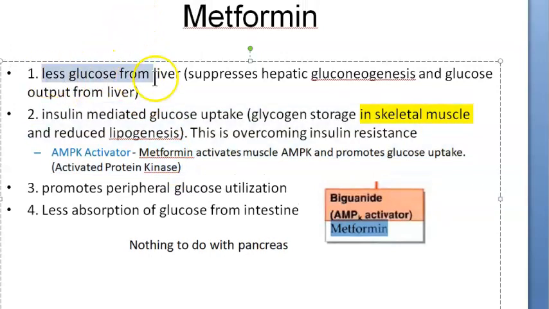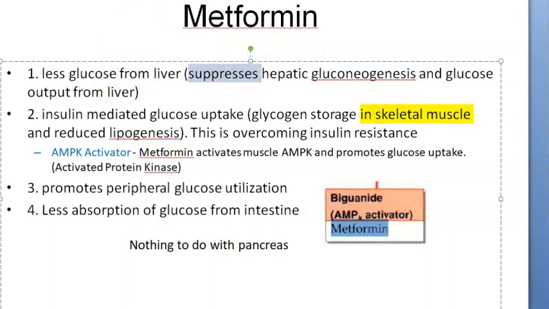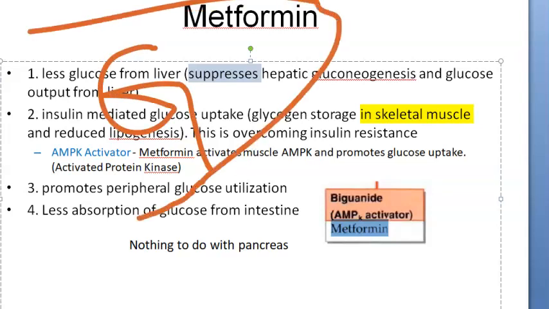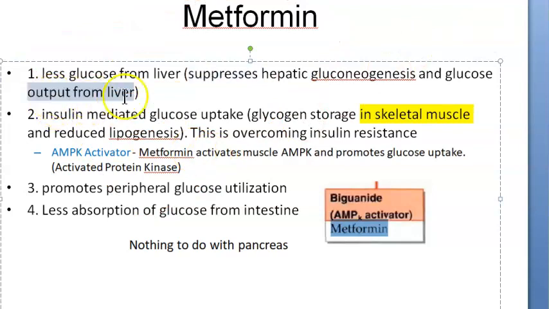So, coming to other ways that it will help. Here you see reduced lipogenesis. So, lipid also it is helping. That's why it's improving lipid profile, that you understood. Now, coming to the first point here, less glucose from the liver. So, the liver which is producing glucose by gluconeogenesis, it will suppress that. So, less glucose. The whole problem is that there is excess glucose in this person. So, whatever glucose has to come out of the liver, it is putting a stop to that, and so the glucose output from the liver has been reduced.